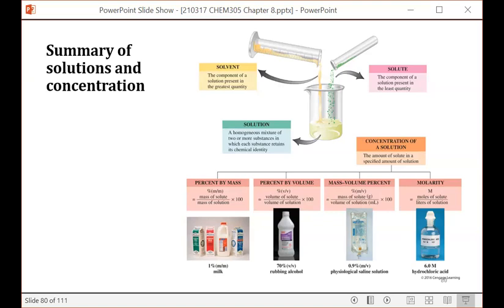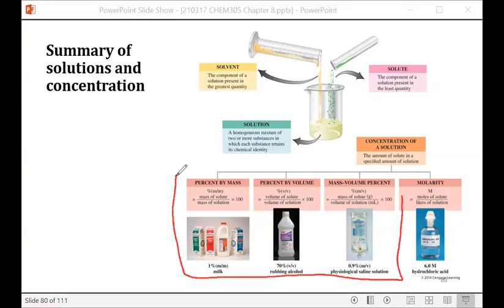We went over 4 different ways to calculate the concentration of a solution. 3 of them were percent concentrations. For example, percent by mass, percent by volume, and mass volume percent. And then the 4th was molarity, which is moles of solute per liters of solution.